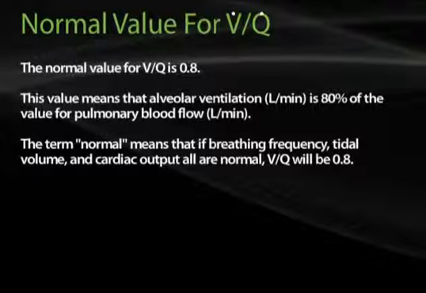The normal ratio for VQ, averaged out over the entire lung, is 0.8. That means that the alveolar ventilation is 80% of the value of pulmonary blood flow. The term normal means that if your breathing frequency, tidal volume, and cardiac output are all normal, VQ will be about 0.8.